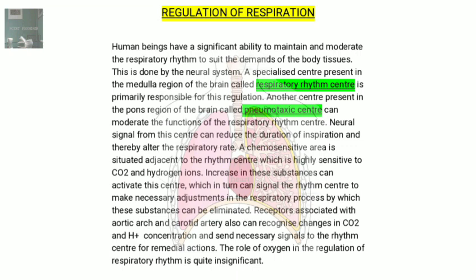A chemosensitive area is situated adjacent to the rhythm center, which is highly sensitive to CO2 and hydrogen ions. Increase in these substances can activate the center, which in turn can signal the rhythm center to make necessary adjustments in the respiratory process, by which these substances can be eliminated. Receptors associated with aortic arch and carotid artery also can recognize changes in CO2 and H+ concentration, and send necessary signals to the rhythm center for remedial actions. The role of oxygen in the regulation of respiratory rhythm is quite insignificant.